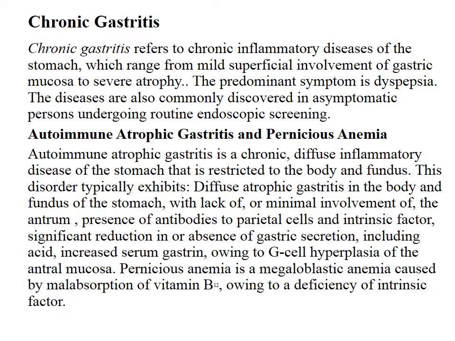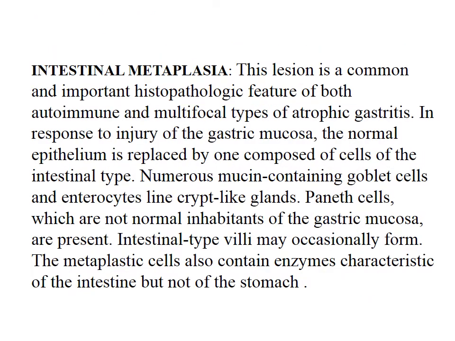This type of anemia, pernicious anemia, is a type of megaloblastic anemia caused by deficiency of vitamin B12 because of malabsorption of vitamin B12. Vitamin B12 needs the intrinsic factor so that it is absorbed, and here there is deficiency of intrinsic factor, either in the absorption or destruction due to antibodies against the intrinsic factor.